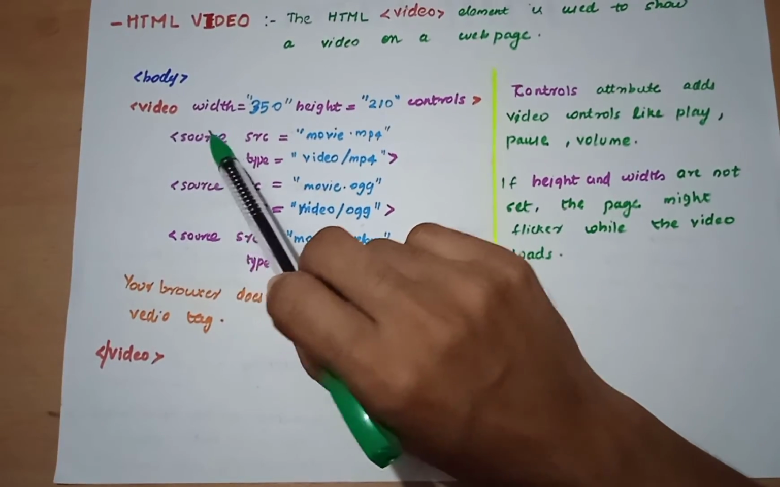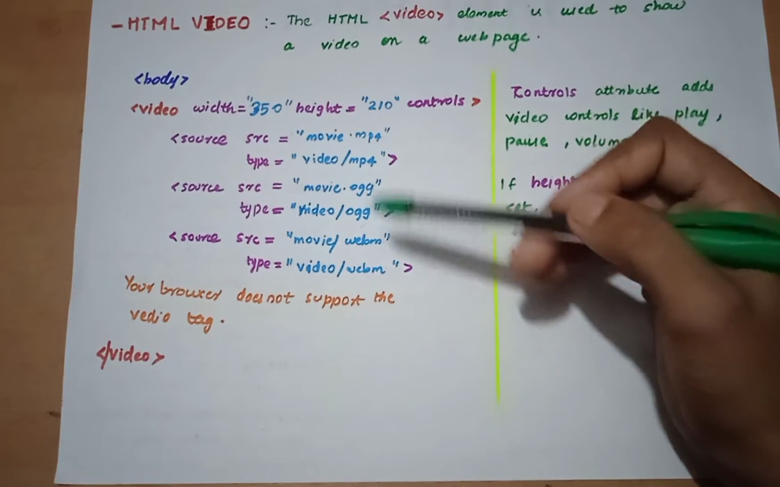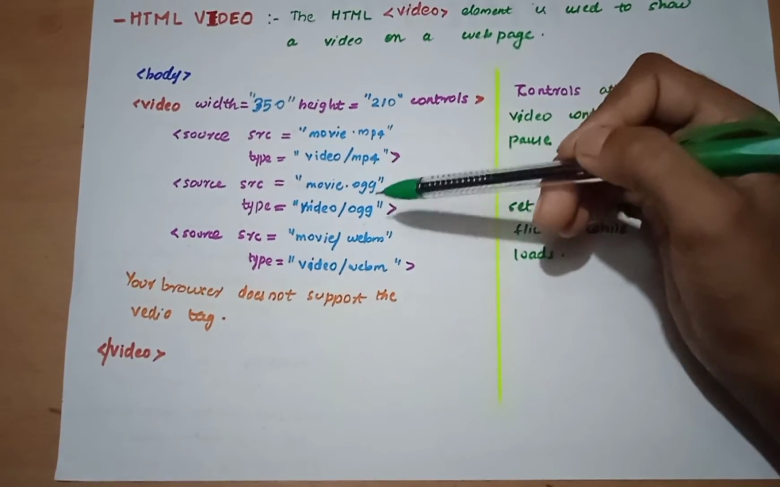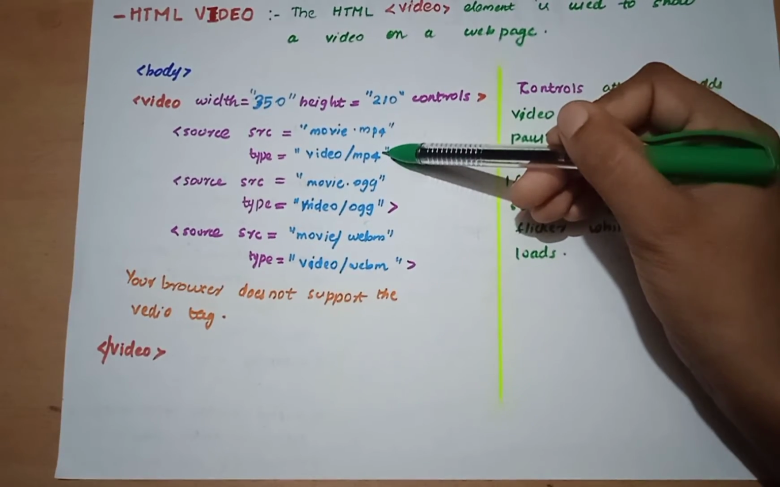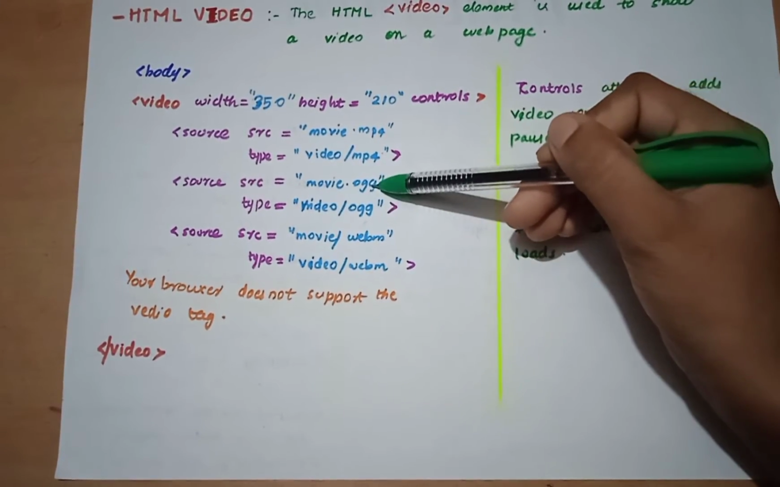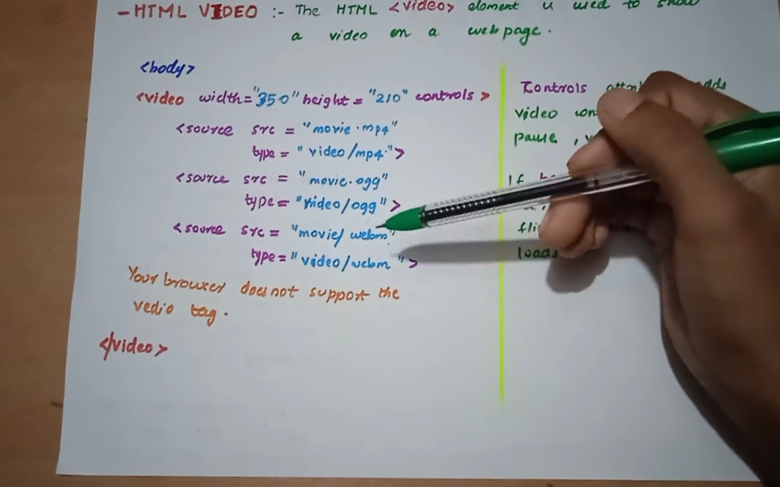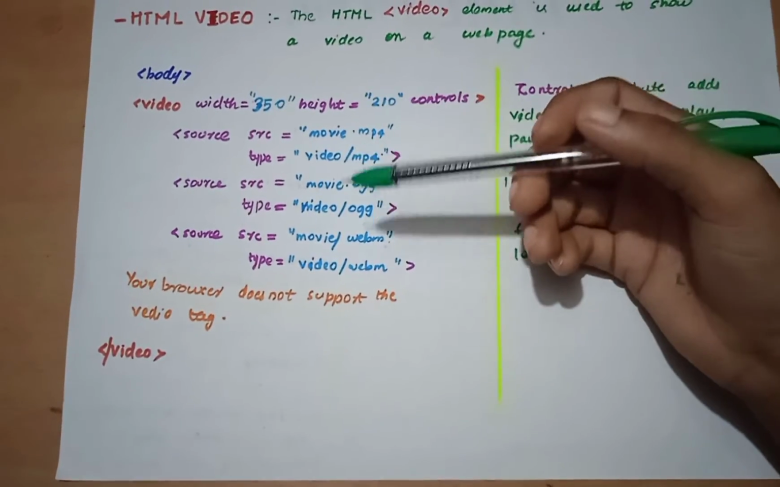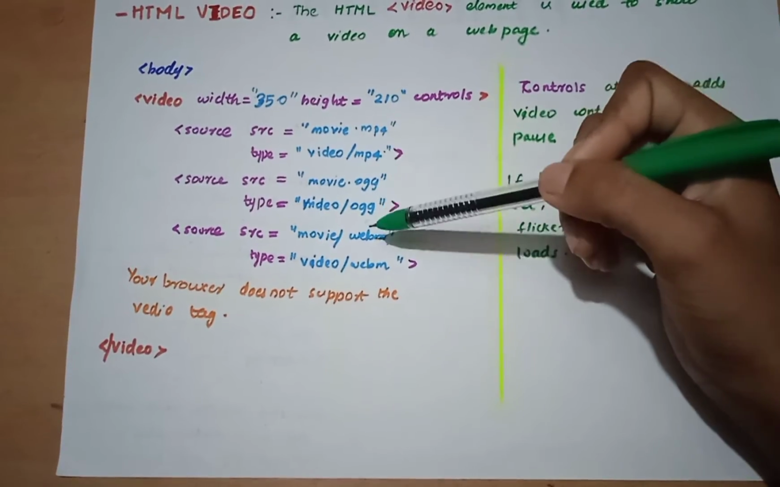We also have to mention different types of video files. We just need to add only one, but this is an example. How many different types of video files can be added? That's MP4, OGG and WebM files. These are the three different video files that we can add into an HTML page.